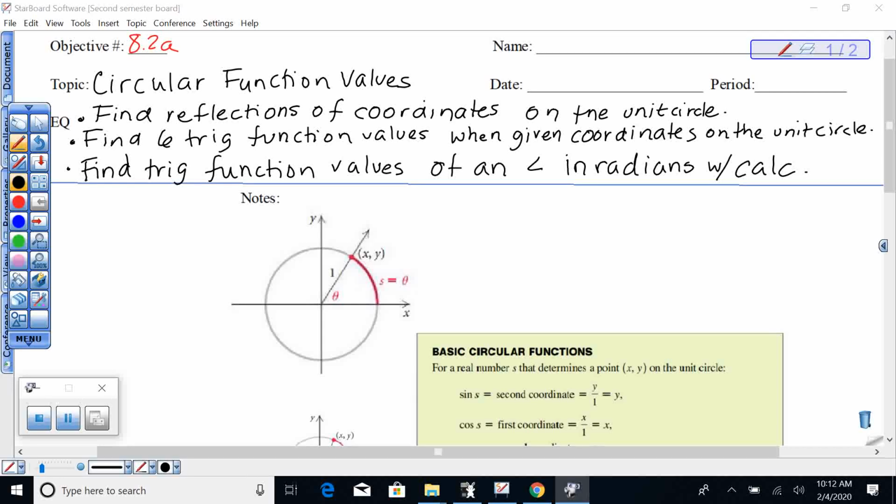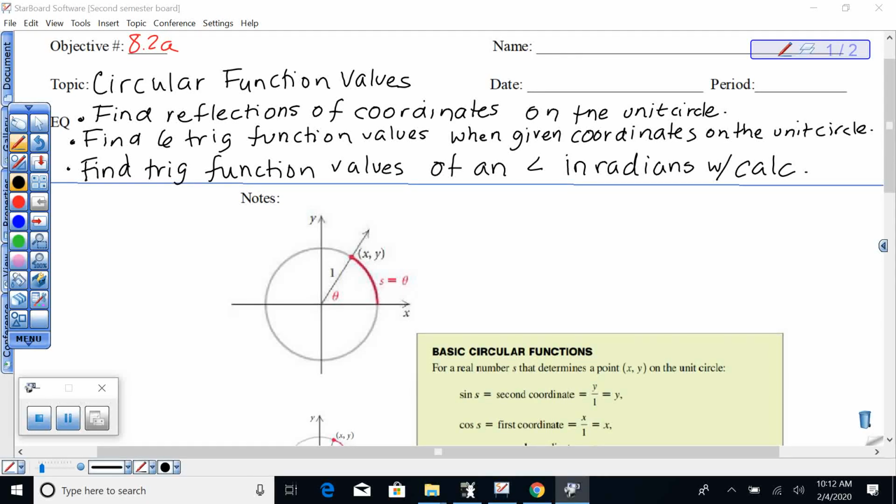This is lesson 8.2a, and the topic today is circular function values. Our purpose today is to prep ourselves for graphing a sine function or a cosine function or a tangent function by learning how to find their function values so we can put them on a graph.